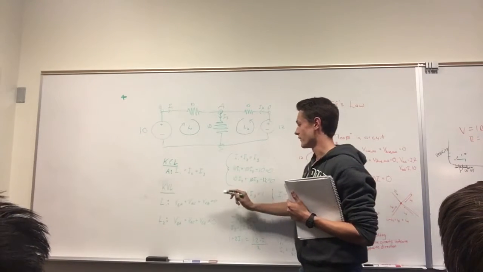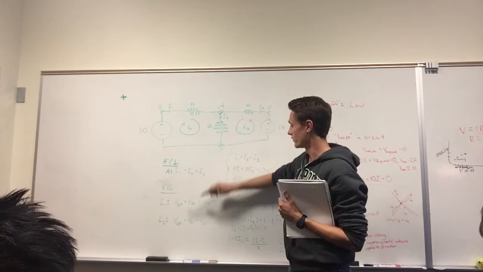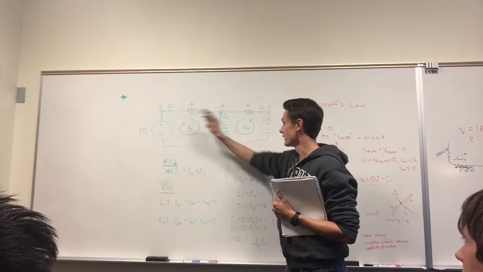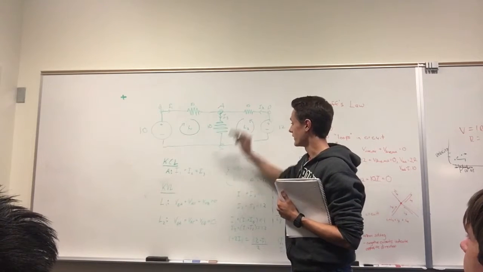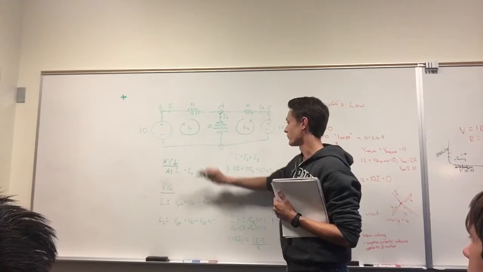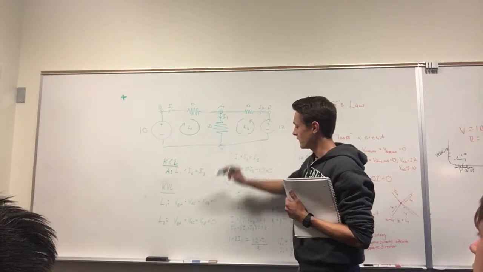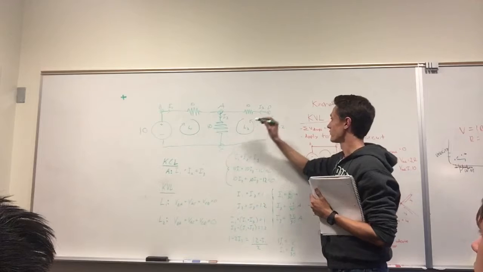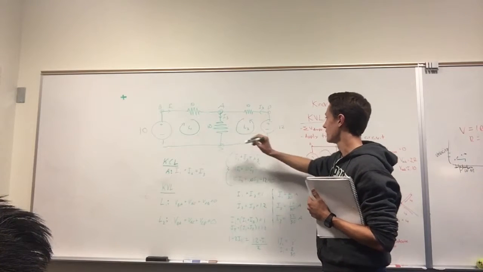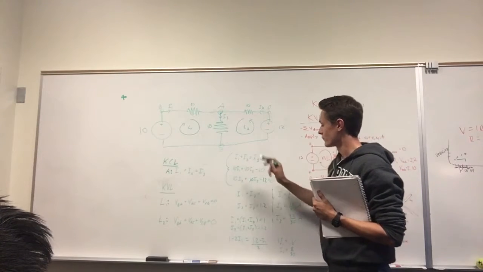So now we go to KVL. For the first loop, we look at the voltage drop between B and A, the voltage drop between A and C, and the voltage drop between C and B. And then for the second loop, we look at the voltage drop from D to A, then A to C, then back to C to D.